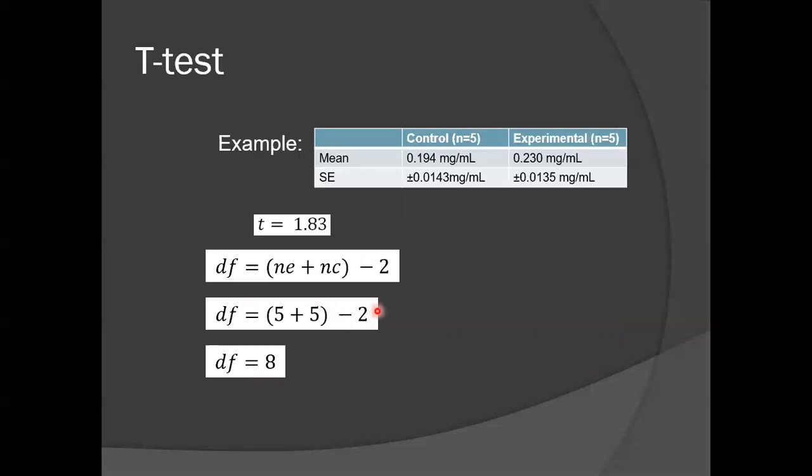Using the degrees of freedom calculation, each data set has 5 samples, so it is 5 plus 5 minus 2, which comes out to be 8.